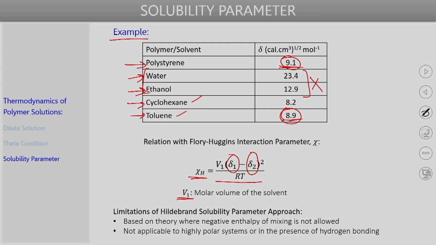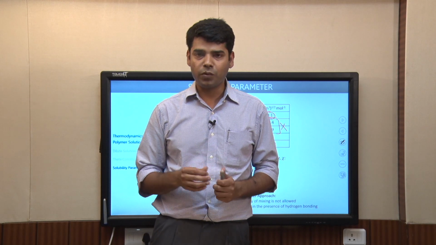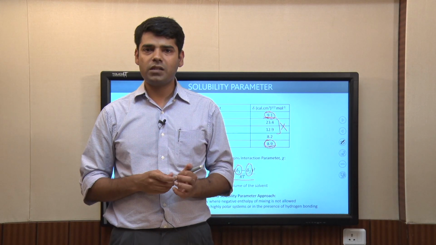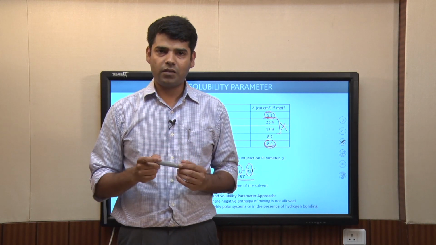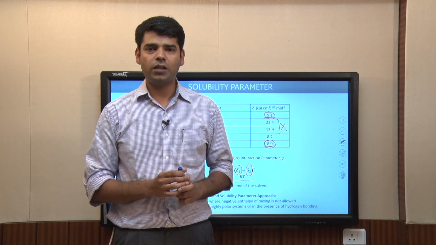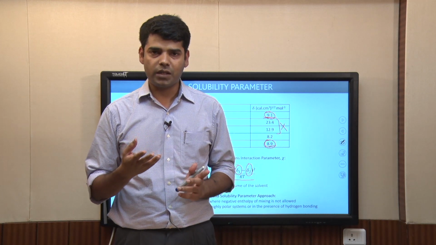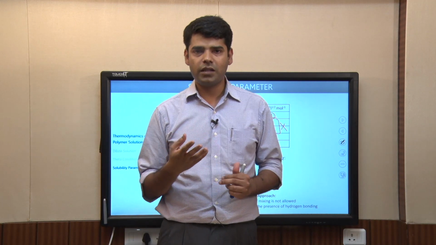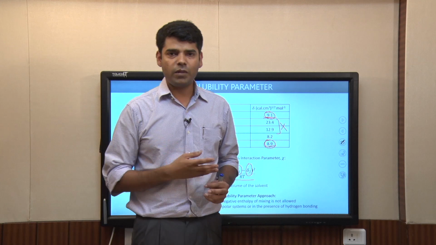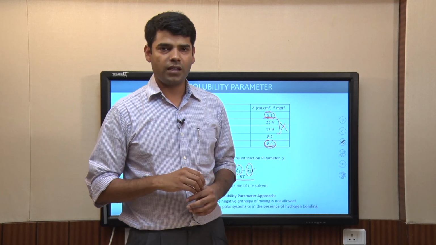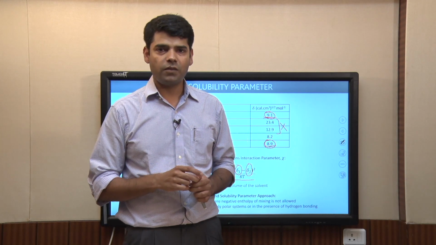Finally, just to conclude, we'll discuss a couple of limitations of this Hildebrand solubility parameter approach for estimating the solubility of polymers in solvents. We saw that the delta H of mixing expression, which is the foundation of this approach, basically does not predict a negative delta H of mixing; it can only predict positive delta H of mixing or 0 delta H of mixing. So, for solutions where the enthalpy change of mixing is negative, especially where hydrogen bonding and such interactions are present, this approach is not advisable.